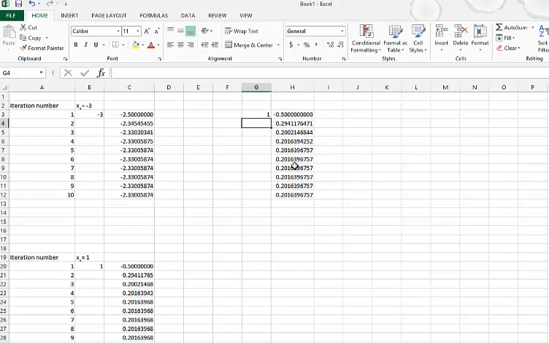My root is probably at positive 0.2, and we'll look at that graph here in just a minute. And then the other one I want to do, I think I'm supposed to plug in at 4, and I just hit a 4. And notice it changes all the numbers for me, and that is really easy to use Excel with Newton's method.